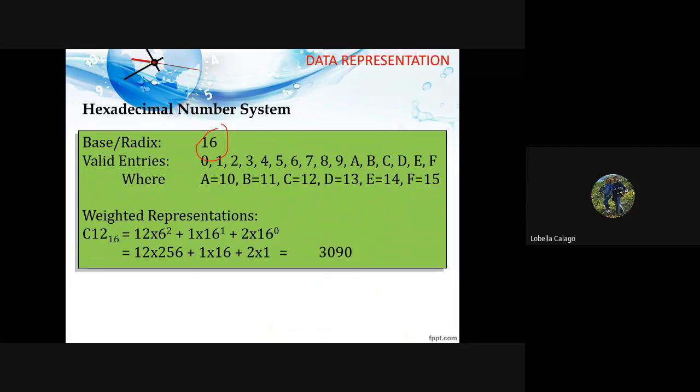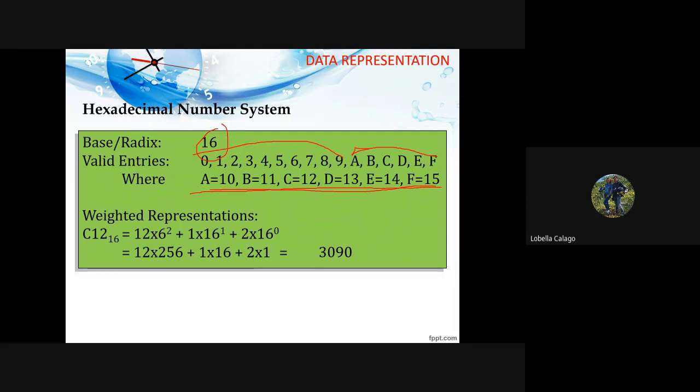Okay, so our hexadecimal is base 16. Its valid entries are 0 to 15. But since 10, 11, 12, 13, 14, and 15 are two digits, they change to letters. So we have 0 to 9 and letters A to F, where A is 10, B is 11, C is 12, D is 13, E is 14, and F is 15.